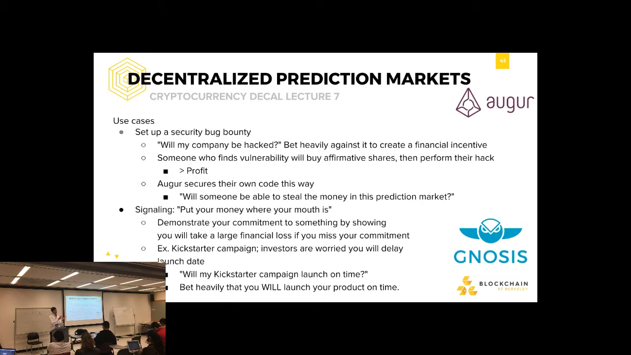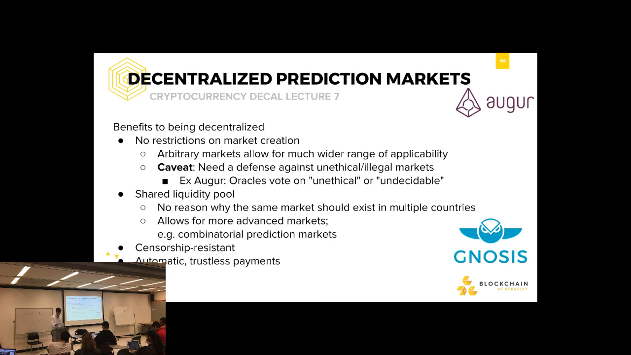For example, if you have a Kickstarter campaign where your investors are worried whether or not you're actually going to deliver your product on time, you can create a prediction market that says, will my product launch on time? And then bet very heavily that you will launch on time, because now you're willingly exposing yourself to this financial risk and saying, hey, I'm willing to lose this much money if I don't launch on time. Therefore, I am proving to you that I will do this.